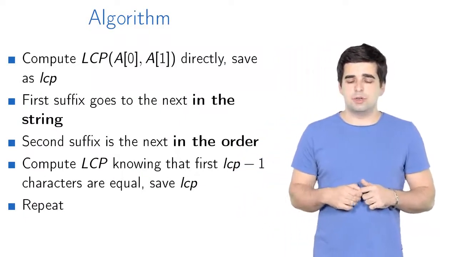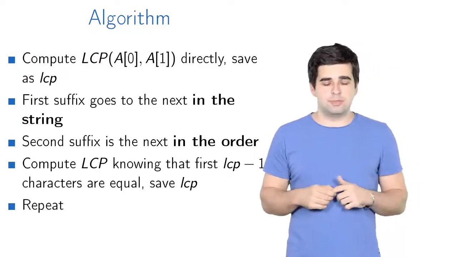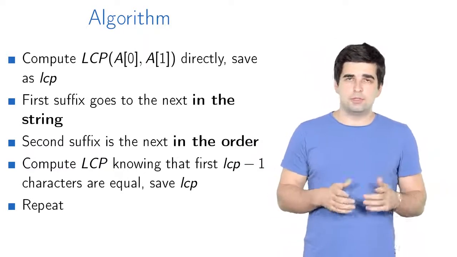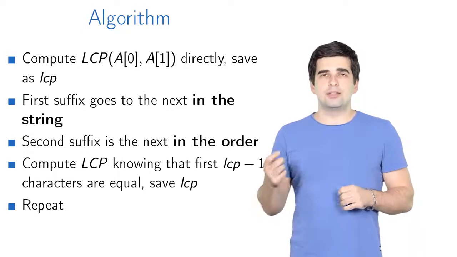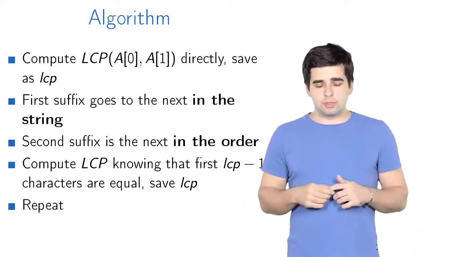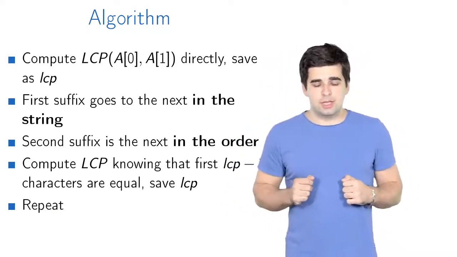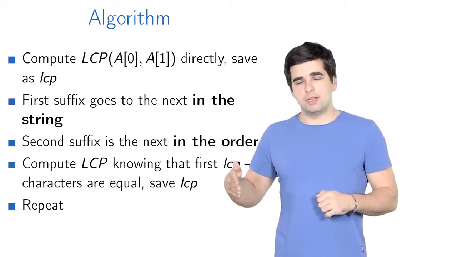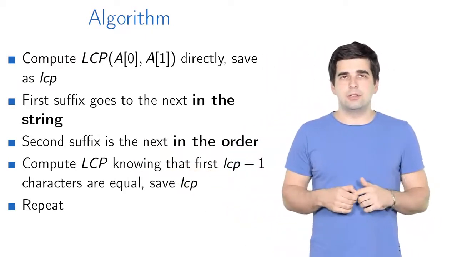We compute the LCP of A0 and A1 directly and save its value as the variable LCP. And then on each iteration, the first suffix in the pair, which is smaller, goes to the next in the string. Then we find which one is the next in the suffix array in the order. And we compute their longest common prefix, knowing that we don't need to compare the first LCP minus 1 characters. And then on each comparison, if it's successful, we increase LCP and go to the next comparison. And we repeat that until we fill the whole LCP array.